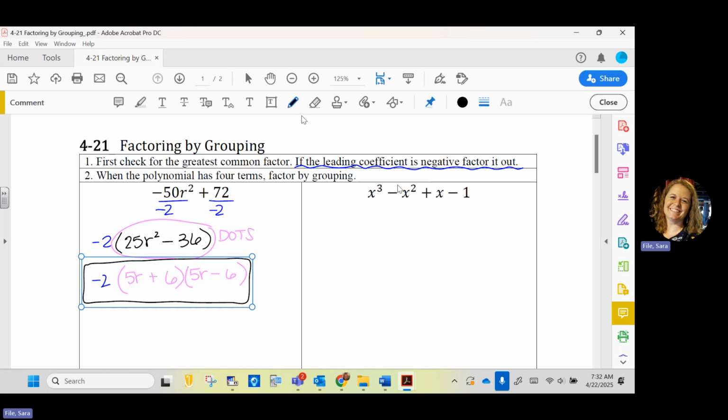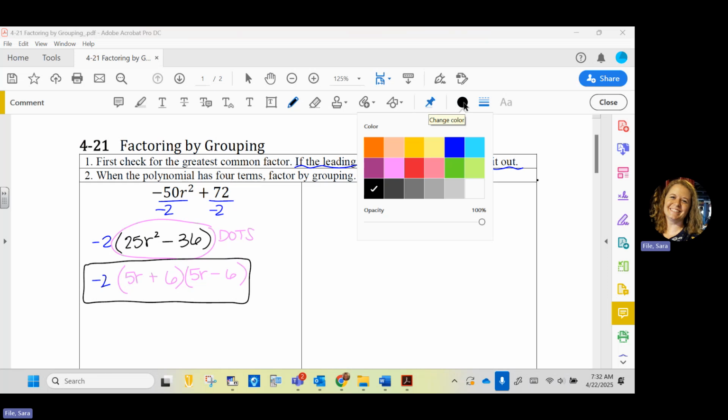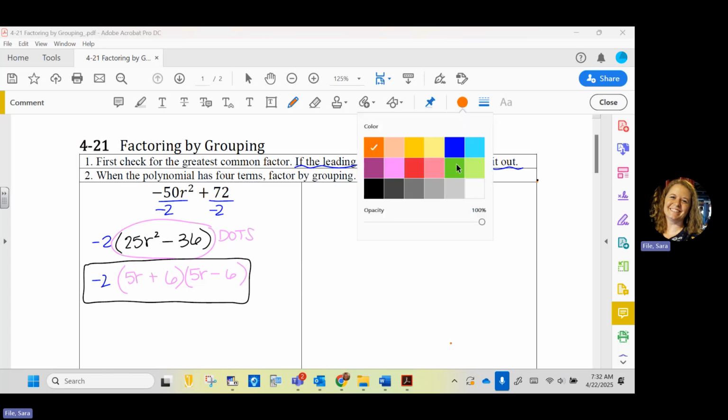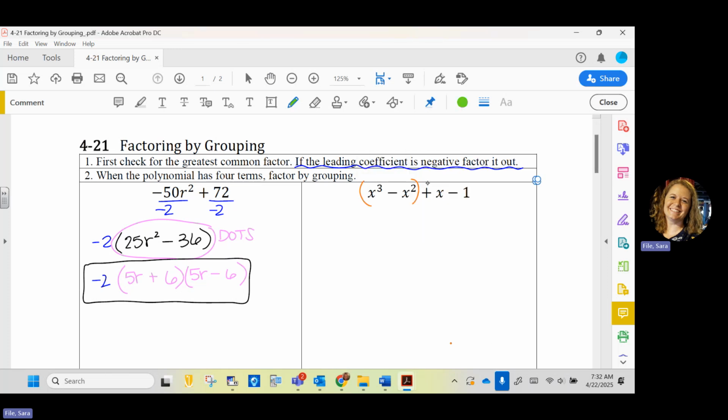All right, here we've got 4 terms. Is there a GCF amongst all 4 of these? There's not, is there? So no GCF to take out. So this says when the polynomial has 4 terms, we're going to do factor by grouping. Factor by grouping means we create groups. So I'm going to color code some parentheses here. I'm going to group the first 2 together with orange, and then we'll do green for the second 2. So we create our 2 groups.